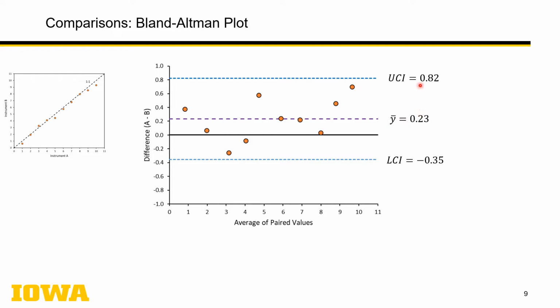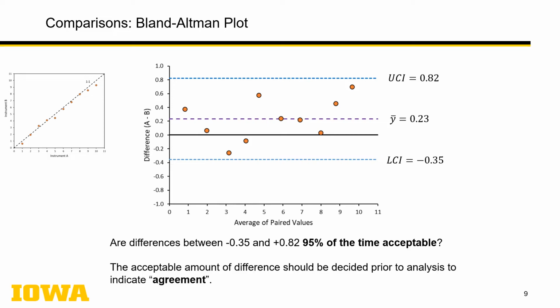And then again, you can establish these confidence intervals, which truly delineate 95% of the area of the normal distribution established by all these points. So now it's, how do we interpret this? Well, one way to do it is to ask yourself the question, is it acceptable that our two instruments kind of disagree with each other between those limits? Is it okay that these values are somewhere between minus 0.35 and a positive 0.82?